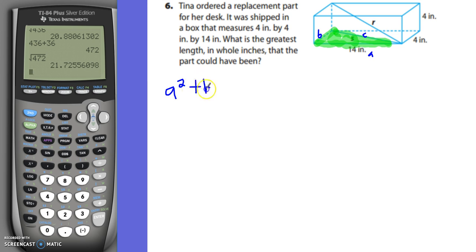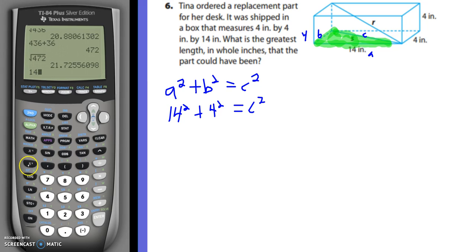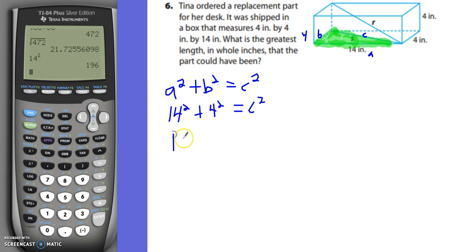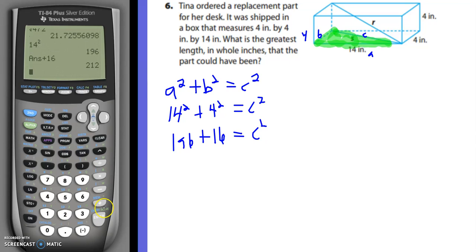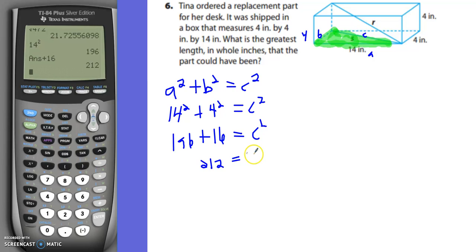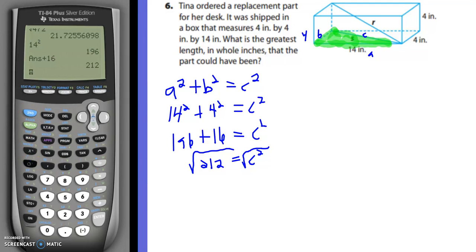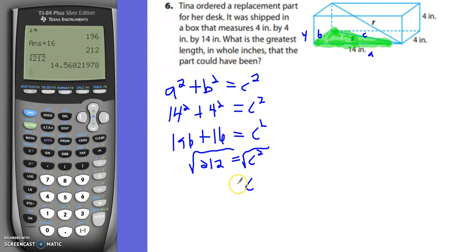So we have A squared plus B squared equals C squared. So 14 squared. If this is 4, this is 4. And I don't know the hypotenuse. So we're going to do 14 squared, 196. 4 squared is 16. 196 plus 16 will get me 212. We're going to find the square root of 212. And we get about 14.6.